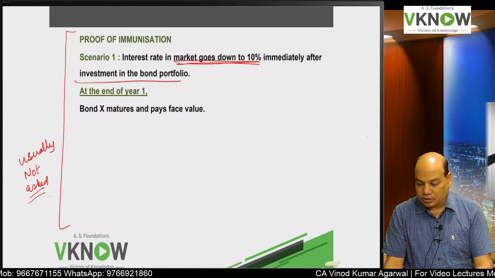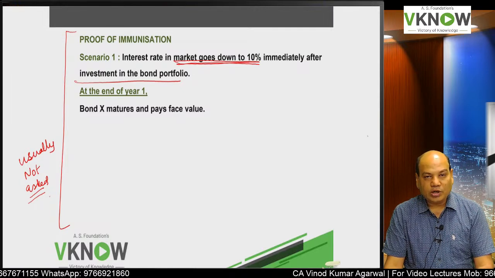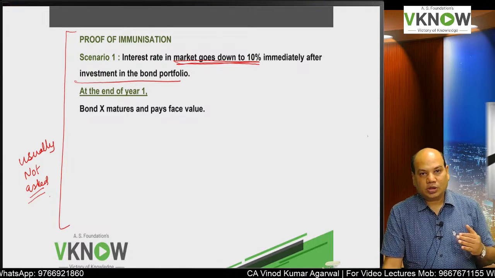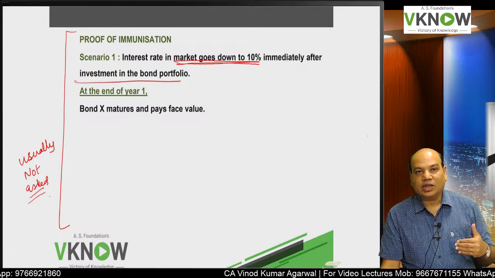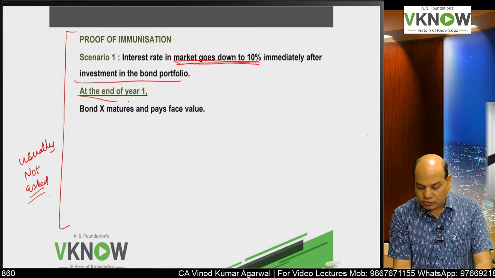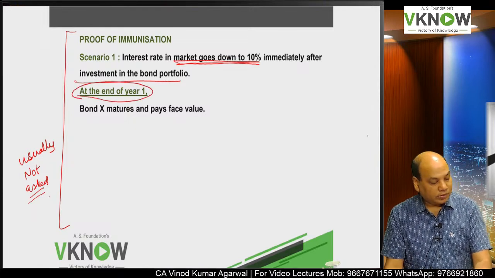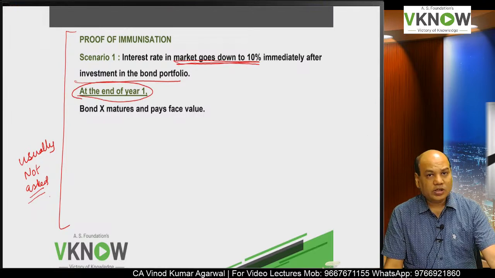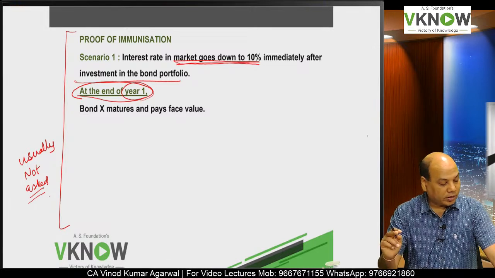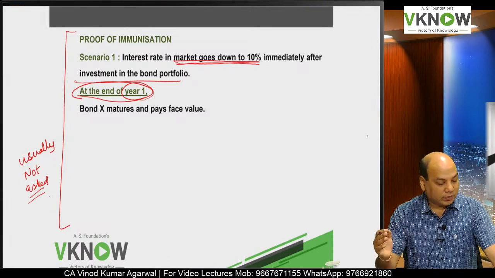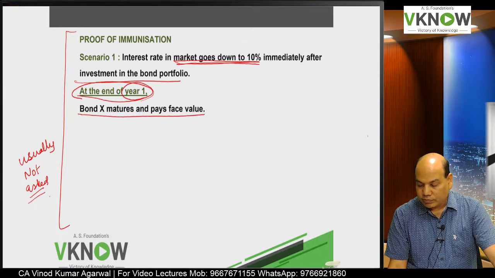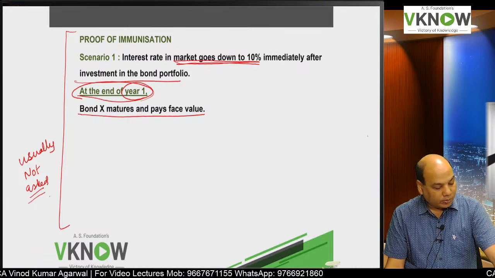So what will happen now? The value of the bonds will change, and whatever cash flow you have can be reinvested at 10% rate of interest. So first we have to see what are my liabilities. I have 3 liabilities. One is payable after year 1, one is payable after year 4, and one is payable after year 5.